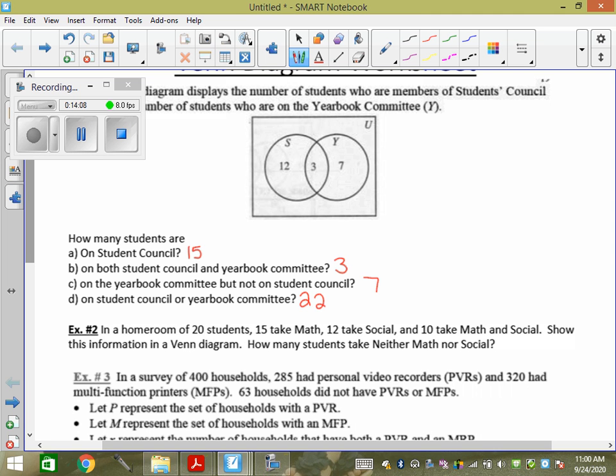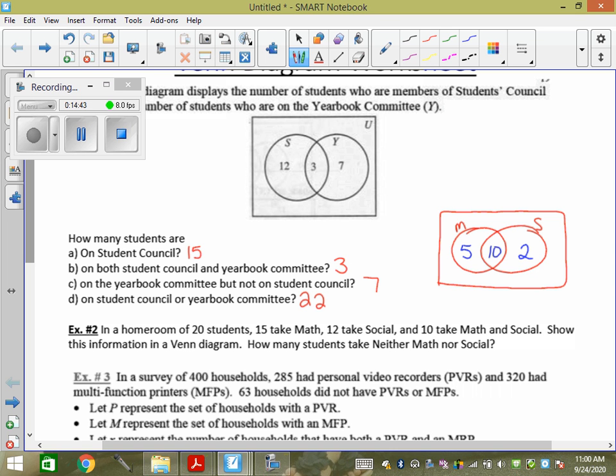In a homeroom of 20 students, 15 take math, 12 take social, 10 take math and social. So we have to start with our and. We put our 10 in the middle. 15 take math. So how many take only math? 5. Why am I subtracting? They didn't give me math only or social only, so I will subtract because it includes those ones for both. And then social, 12, so I have 2.